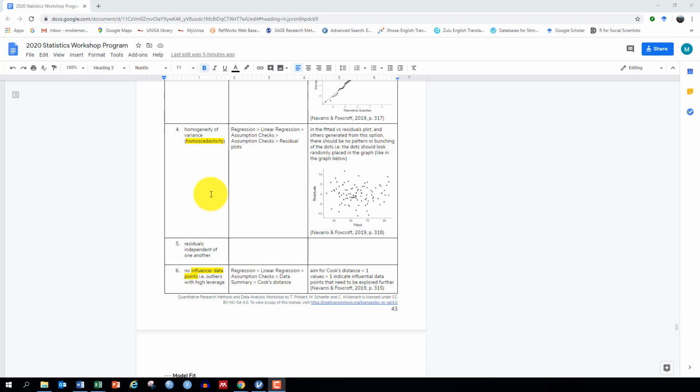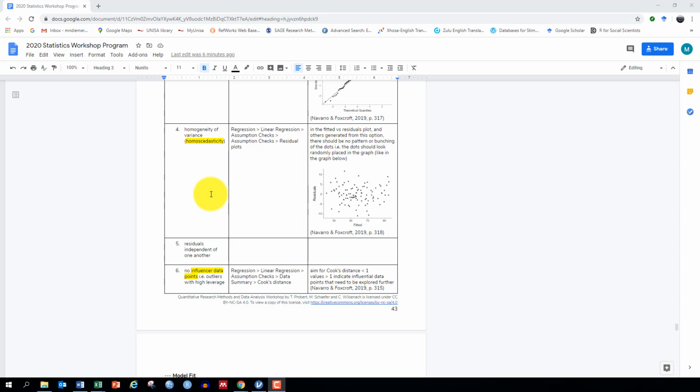This means that there should not be undue influence on some of the residuals. And so when you look at a plot of residuals versus the fitted data, the data points should be scattered rather than be in a pattern or bunched. The fifth assumption is that the residuals should be independent of one another. Navarro and Foxcroft do not go into this assumption much in their book, but perhaps we can say that if we have homoskedasticity, the residuals should then be independent of one another.